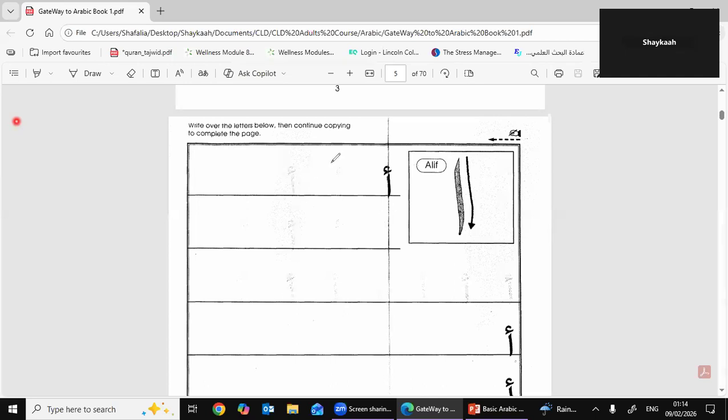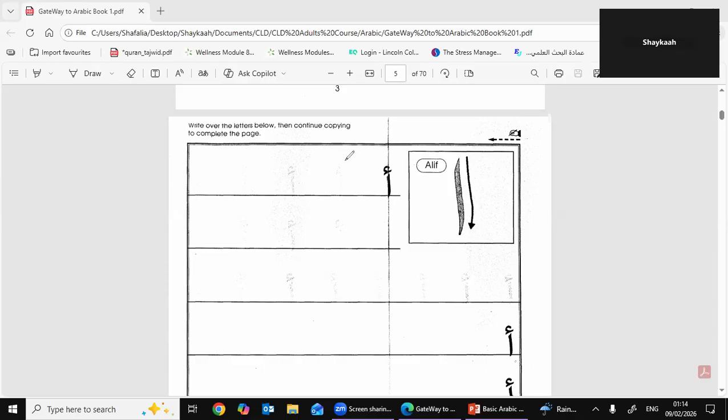If you are doing it online, you can use your annotation if you are doing it through Zoom. And if you do have a printed copy, then obviously you can write in it using a pencil or a pen. The first thing we're going to do is look at this image here. So basically it's telling us how to write alif, which is this long line here, alif.